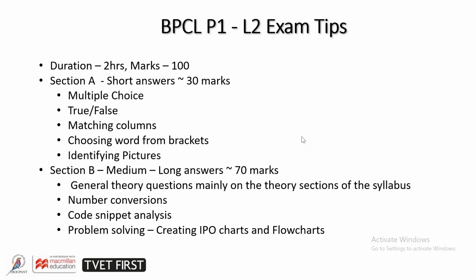When it comes to section B, this is your medium to long answers that are required, so approximately 60 to 70 marks. So first off, we'll have general theory questions like definitions, explain this, list terms, list items. So those kinds of questions focus mainly on the theory sections from the syllabus. So you have to ensure that your students understand the theory sections very well.